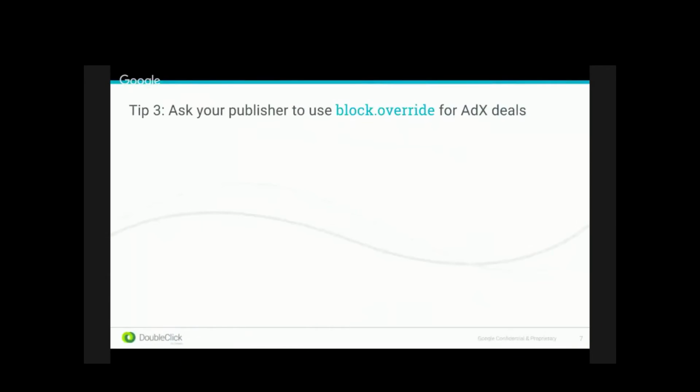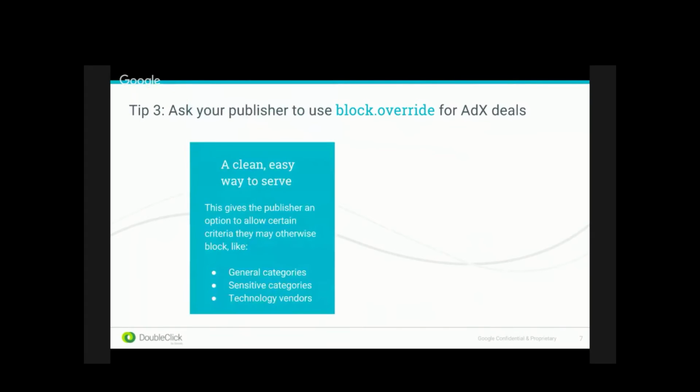Tip 3. Ask your publisher to use the block override feature for AdExchange deals. This is the cleanest, easiest way to remove deal spend preventers, as this gives the publisher the option to allow certain creative categories, technology vendors, and so on that they would usually block just for a single deal or more deals.